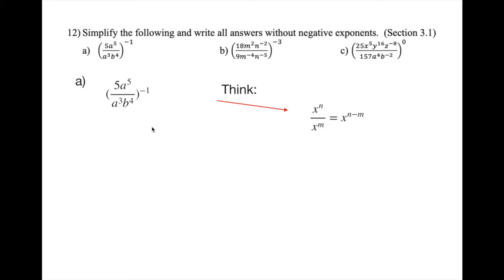So for this one here, the a should have the power of 5 minus 3, which is 2. So with all the rest remaining the same, your expression will become 5 times a squared over b to the power of 4. And this is much simpler compared to the original one. And this one will be raised to the power of negative 1.